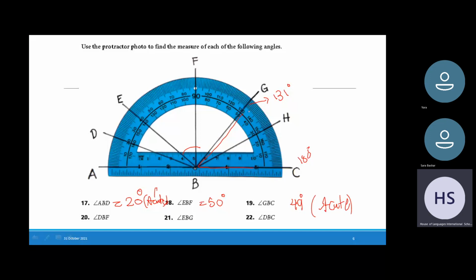Right now, DBF. Wait, I want to solve this one. Try. DBF. Teacher, minus 70. Because 90 minus 20 is 70 degrees. Starting from 20, ending at what? 90. So it will be what? 70.